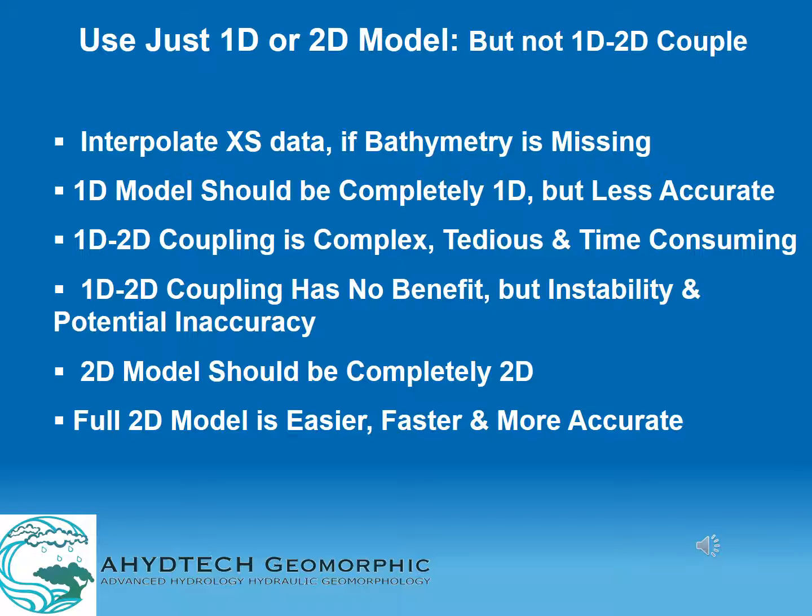1D 2D coupling is complex, tedious, and time-consuming. 1D 2D coupling has no benefit, but instability and potential inaccuracy. A 2D model should be completely 2D. It is easier, faster, and more accurate.